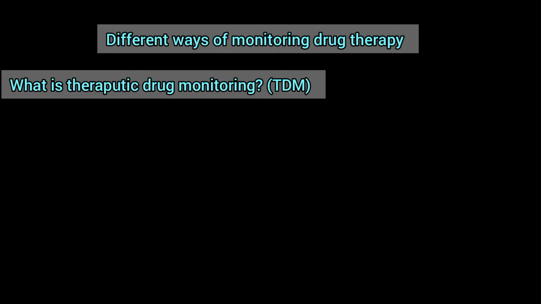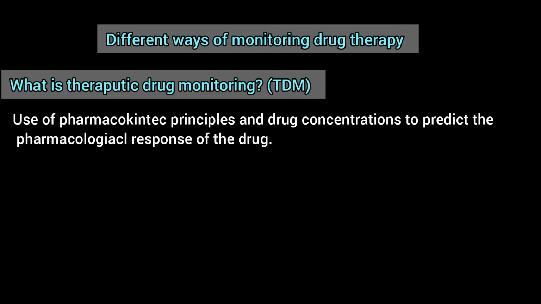Today we're going to be talking about 3 different ways of monitoring drug therapy, but before we get into that, we're going to define what therapeutic drug monitoring is. This is a process whereby you use pharmacokinetic principles like Cmax, Tmax, and others that I've discussed in other videos, and we also use plasma drug concentrations to predict pharmacological response of drugs.